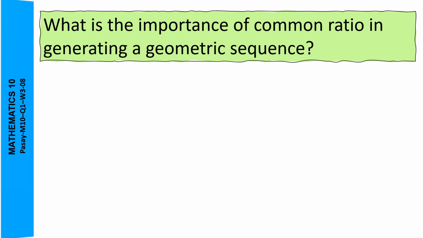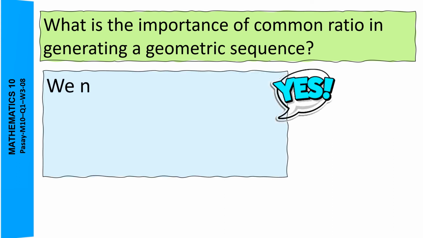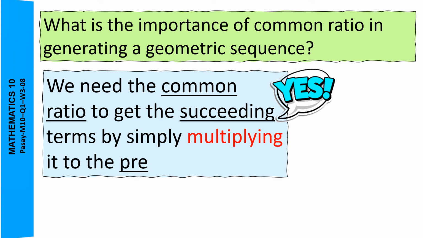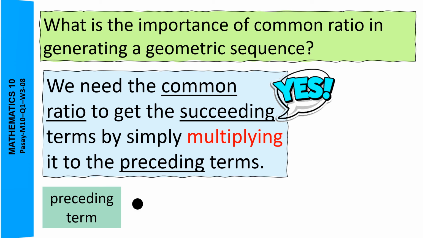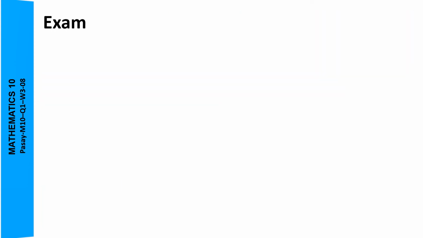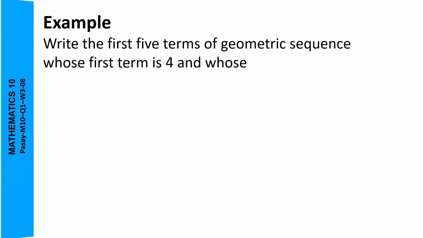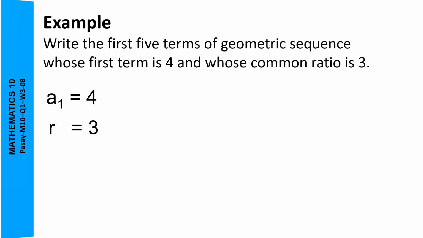What is the importance of the common ratio in generating a geometric sequence? Yes, we need the common ratio to get the succeeding terms by simply multiplying it to the preceding terms. Again, preceding term times ratio equals succeeding term. For example, let us write the first 5 terms of a geometric sequence whose first term is 4 and whose common ratio is 3. Let us identify the first term, denoted by a sub 1, is equal to 4, and r is equal to 3.